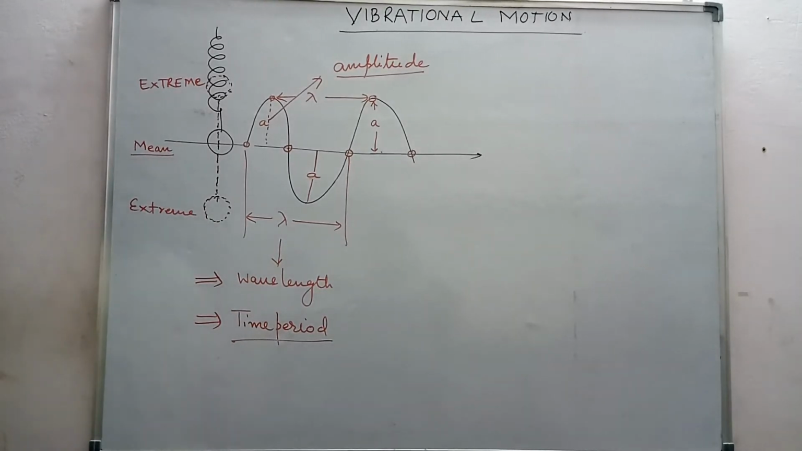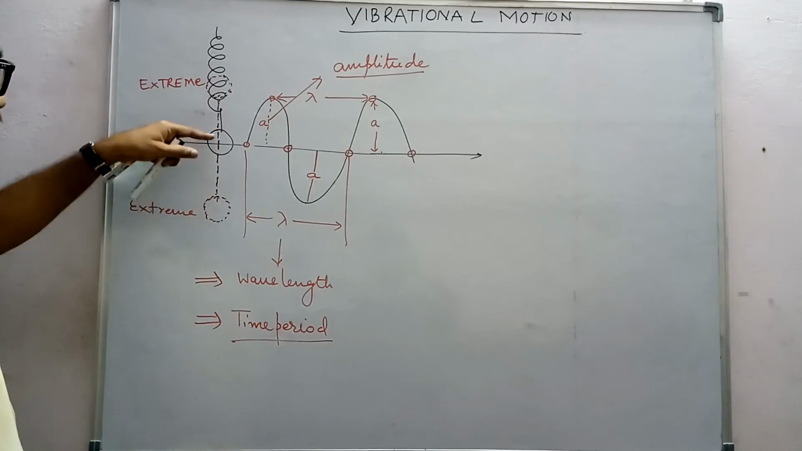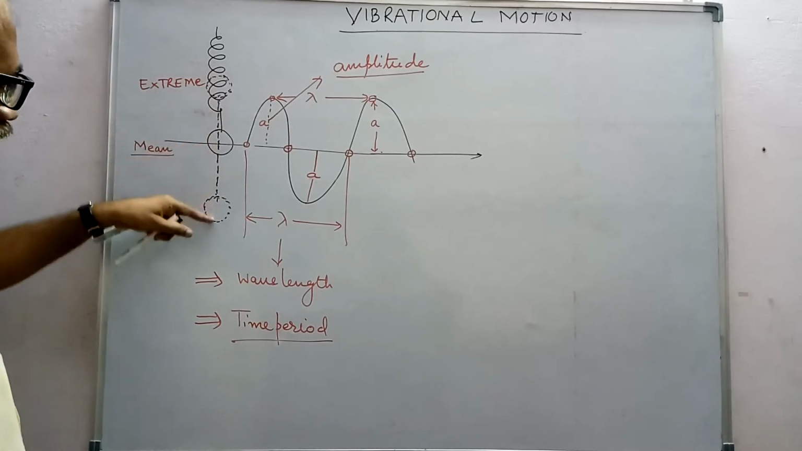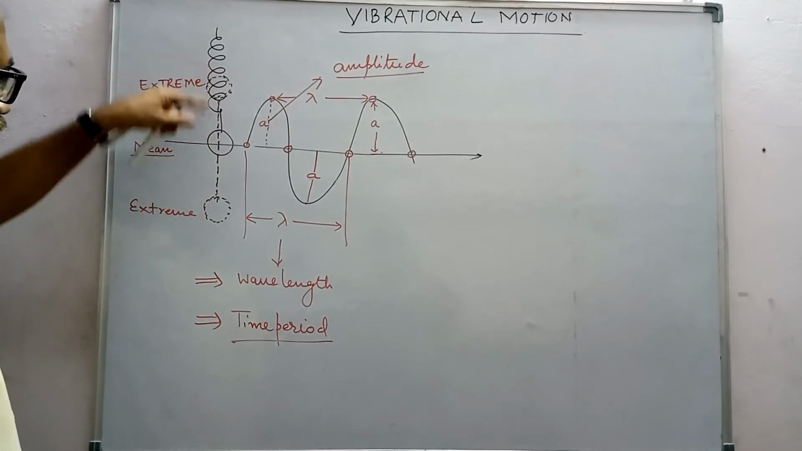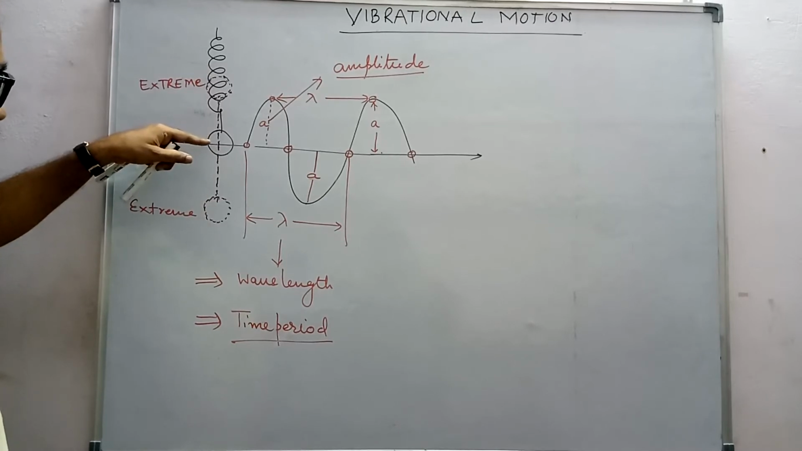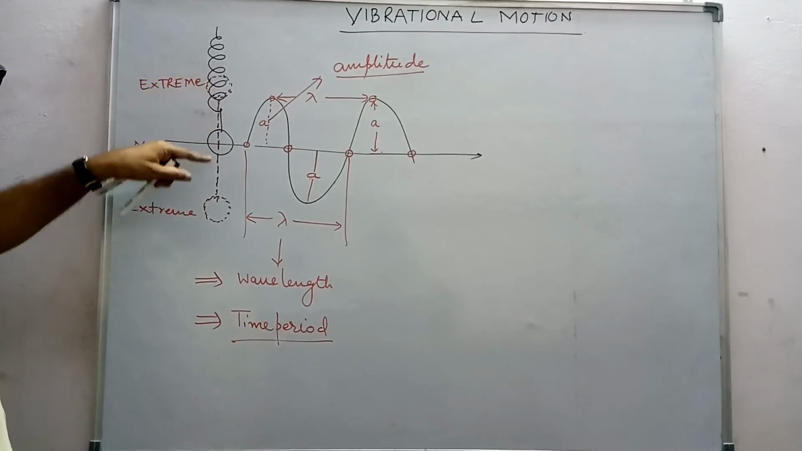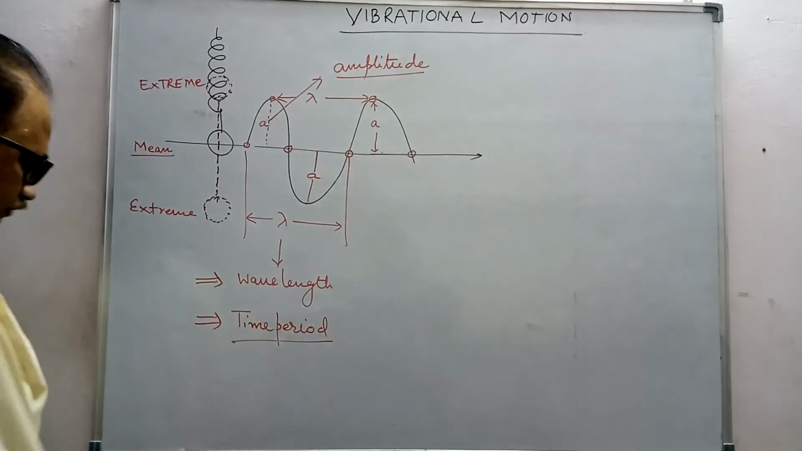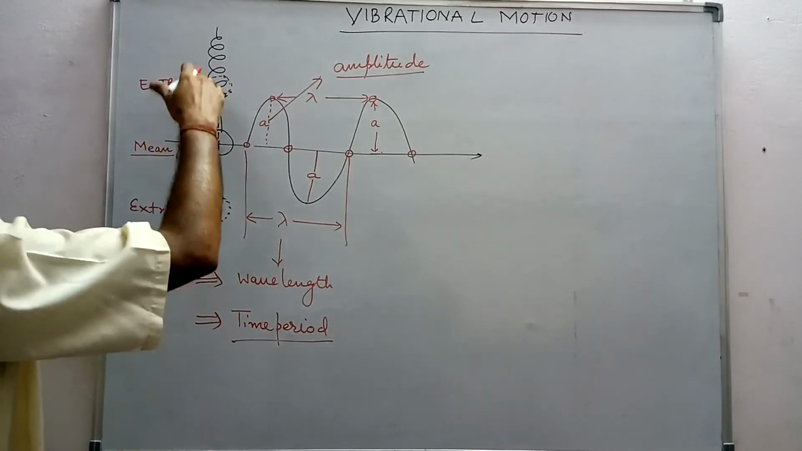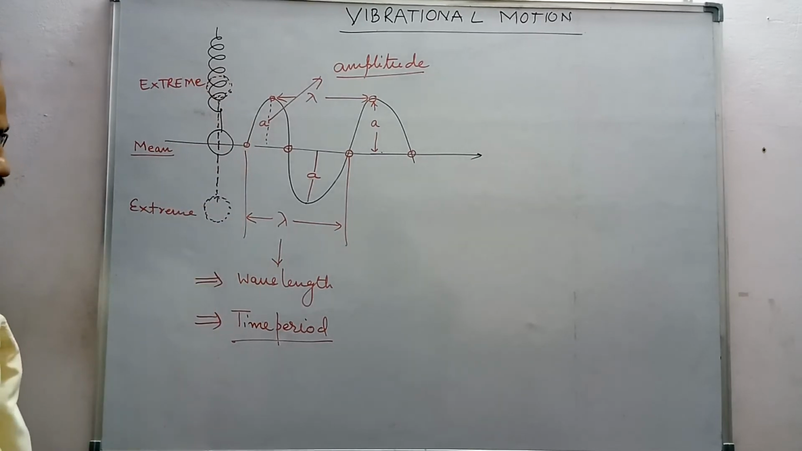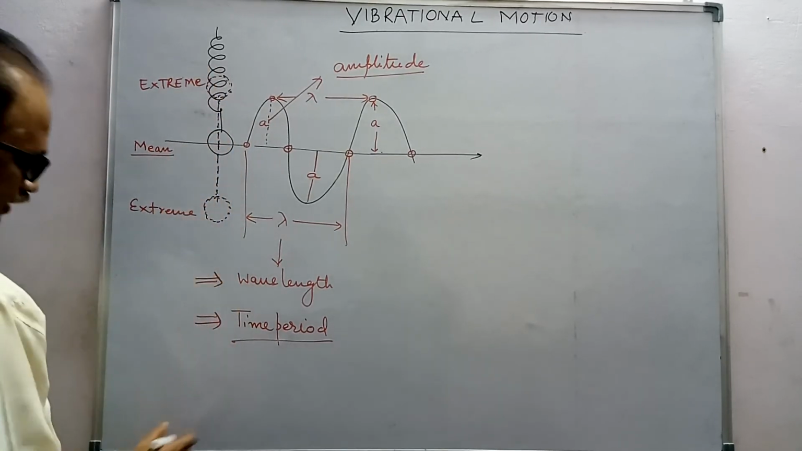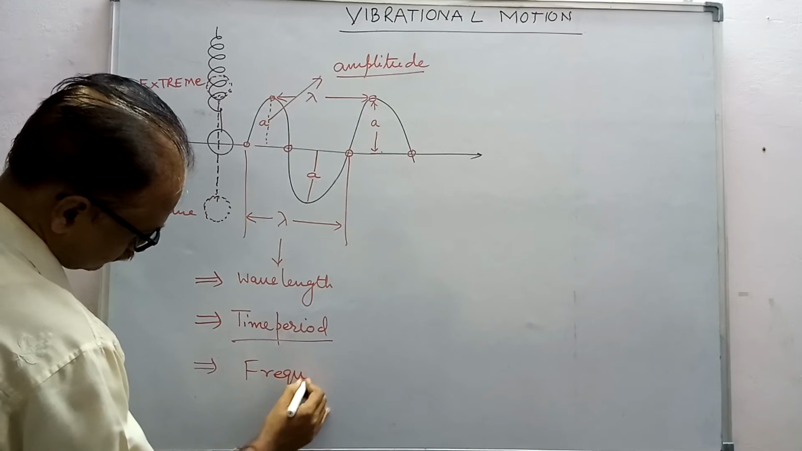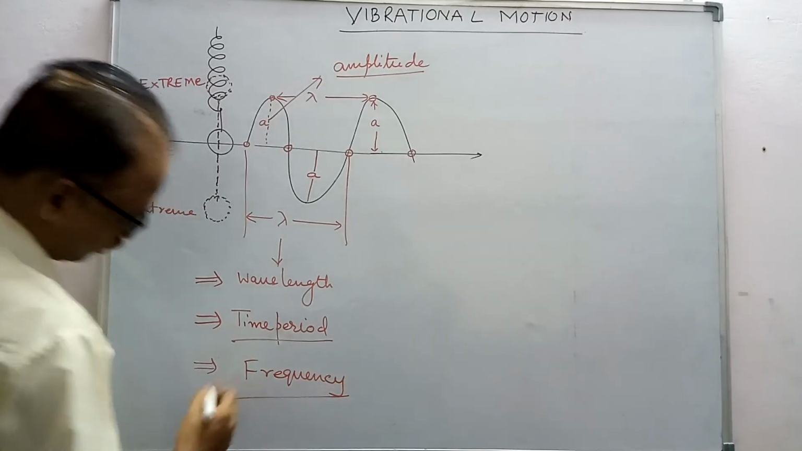Now, the ball goes up, down and then comes back. This is one time period. Goes up, down, again here at the mean position. The total time taken is called the time period. Now the number of times the object moves above and then below in 1 second, that is called frequency.